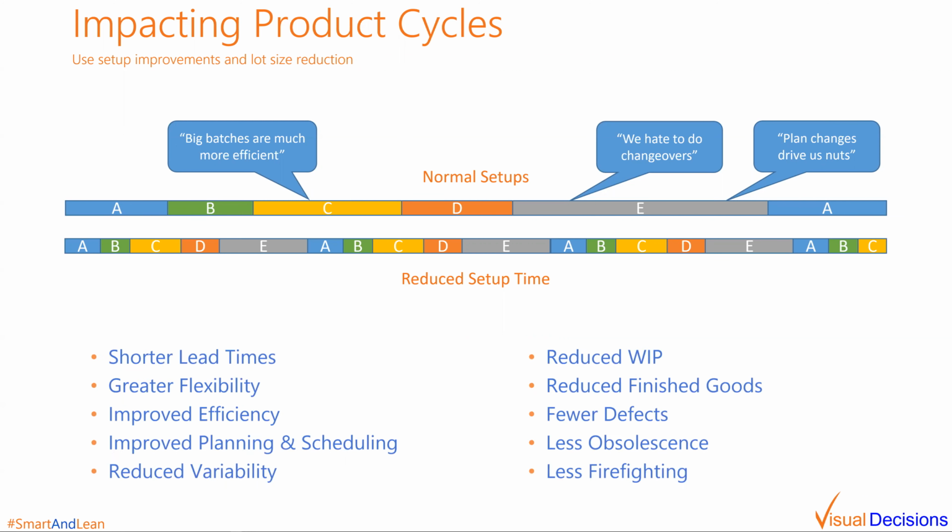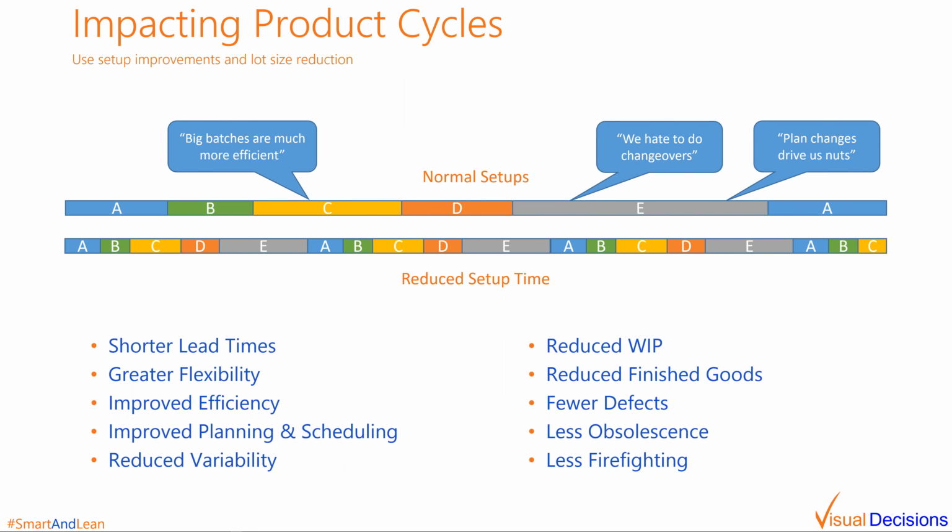And so this has a number of benefits. The key one that we're looking at for today is the shorter lead times and the reduced variability. What that's going to allow us to do is to keep less material and finished goods and so forth, but it also simply reduces the amount of time that things spend in production.